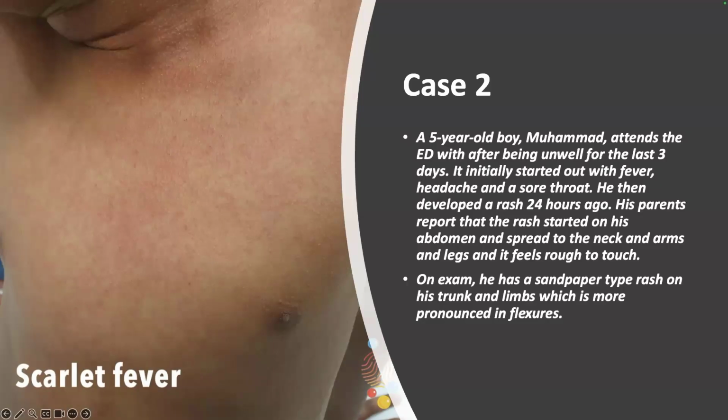So next case is a 5-year-old boy who comes to the ED having been unwell for 3 days. It started with fever, then headache and sore throat, and then a rash appeared 24 hours ago. The rash started on his abdomen and then spread to his neck and arms and legs, and it feels rough to touch. What you see examining him is what you see in the picture here: a sandpapery looking rash on his trunk and on his limbs, which is particularly pronounced in the flexures, for example in the elbows.